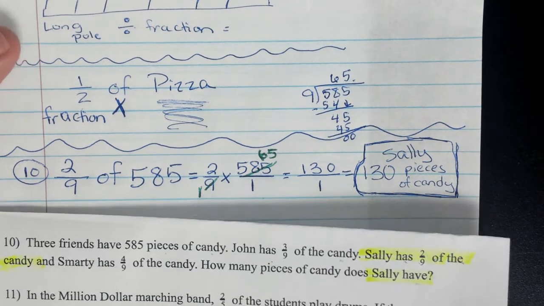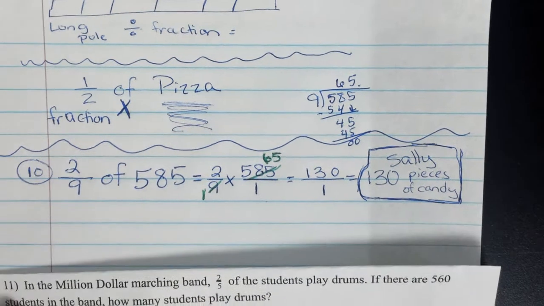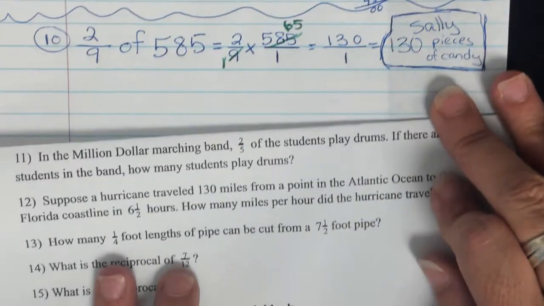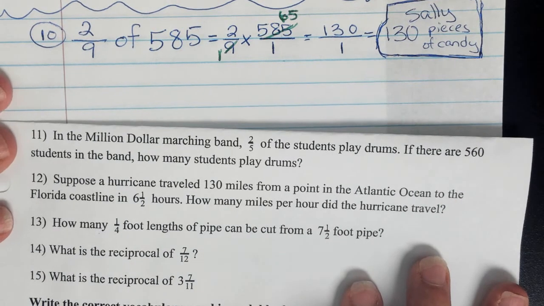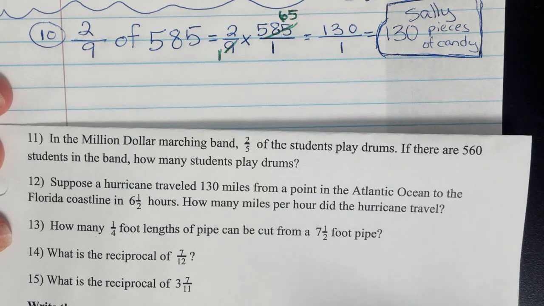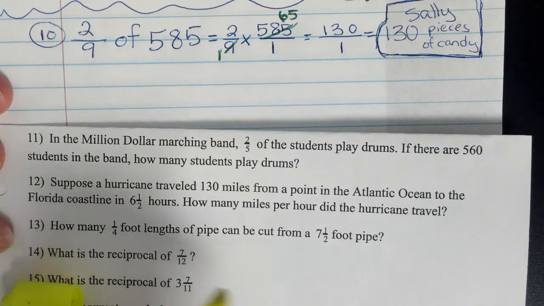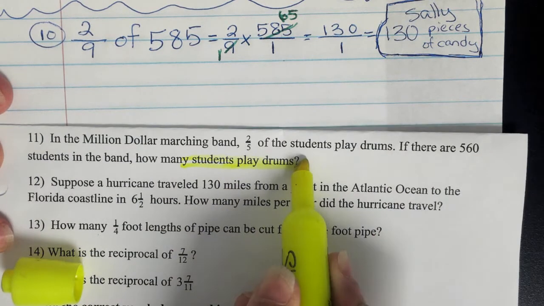Okay, number 11. In the Million Dollar Marching Band, 2/5 of the students play drums. If there are 560 students in the band, how many students play drums? Now, slow down and think. What are they asking us for? They're asking us how many kids play drums.